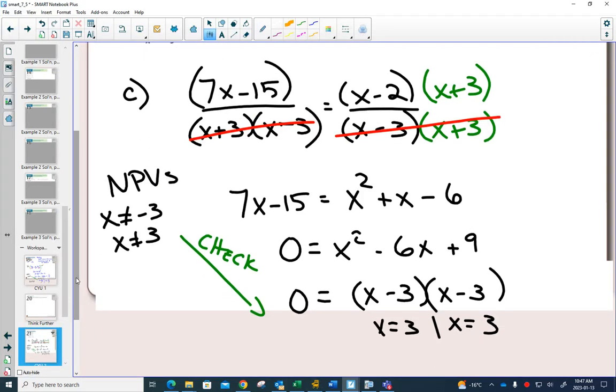And what do we notice? Oh my goodness. Those were non-permissible values. The only solution we got ends up being a non-permissible value, so we need to write that this question has no solution. Circle questions 6 and 7.